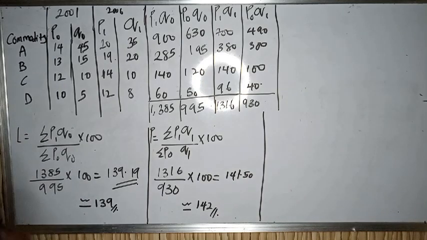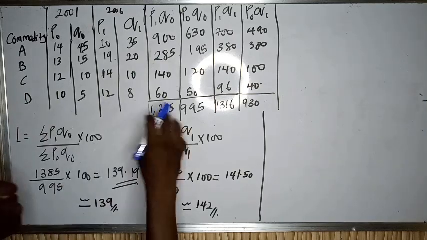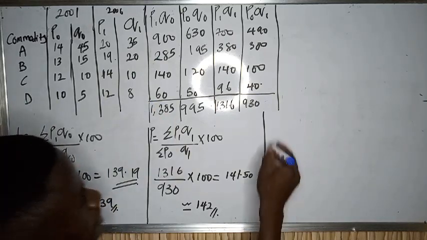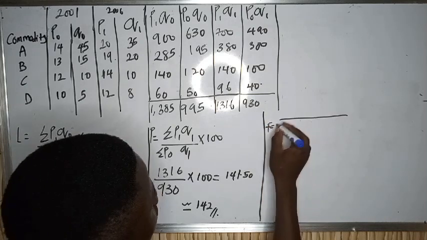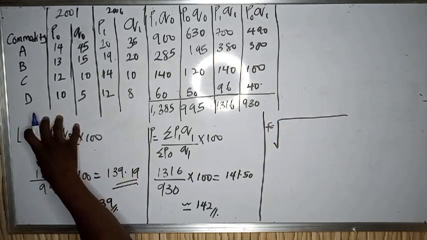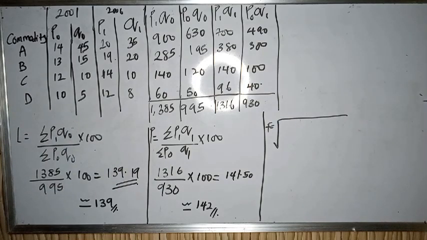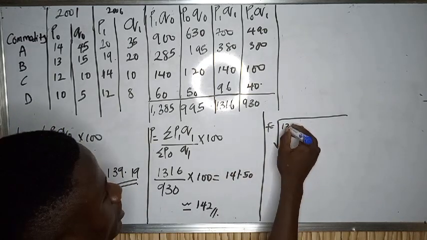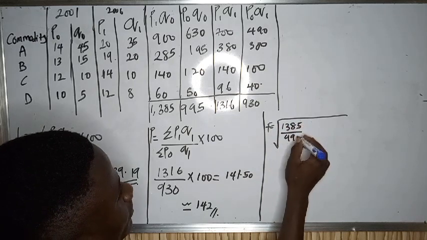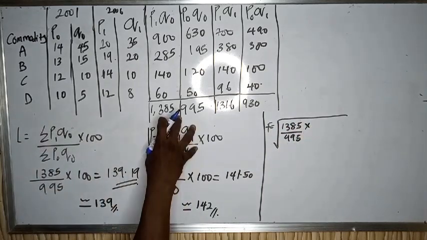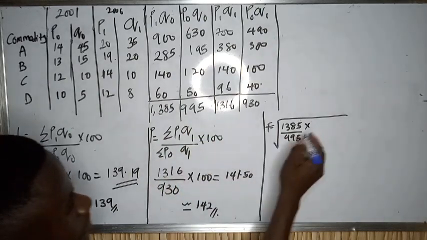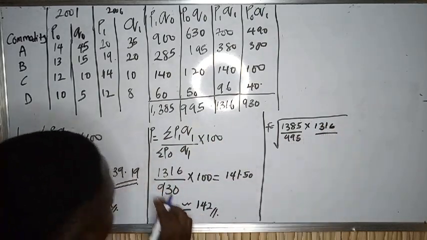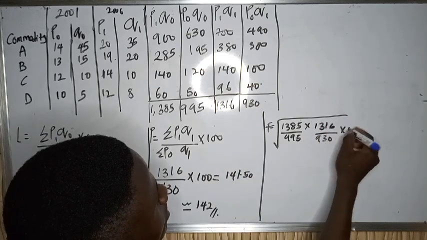Now let's move to Fisher's formula. Don't forget that Fisher's formula is just this and multiplied by 100. So you have Fisher's, square root of, then what do we have for all this? For all this we've done the calculation already. Okay, let's just say 1385 divided by 995 times, for this alone without the 100, 1316 divided by 930 times 100.